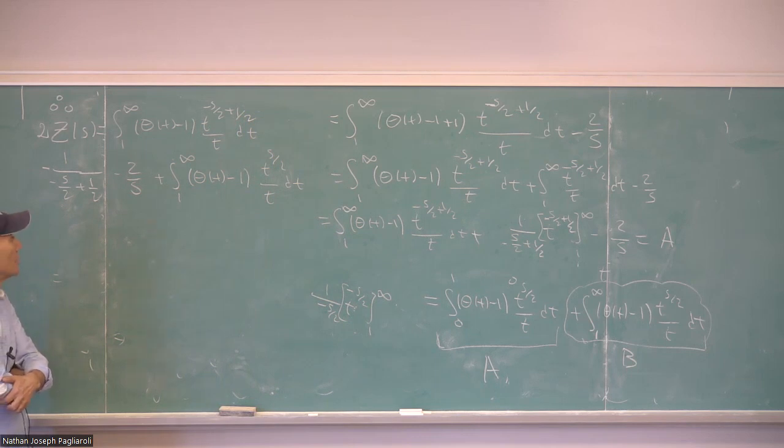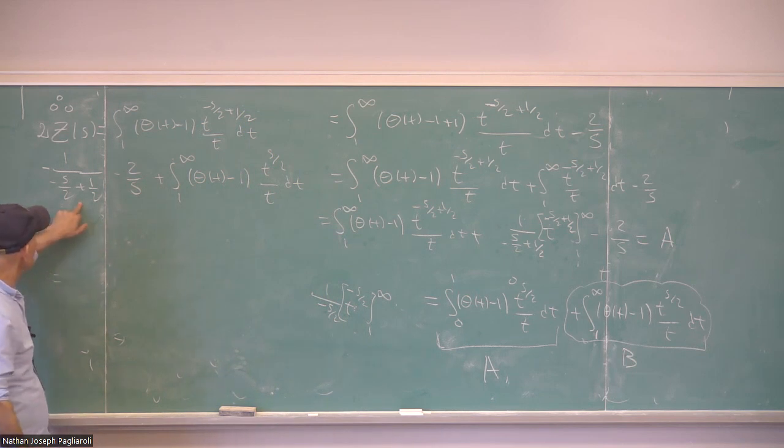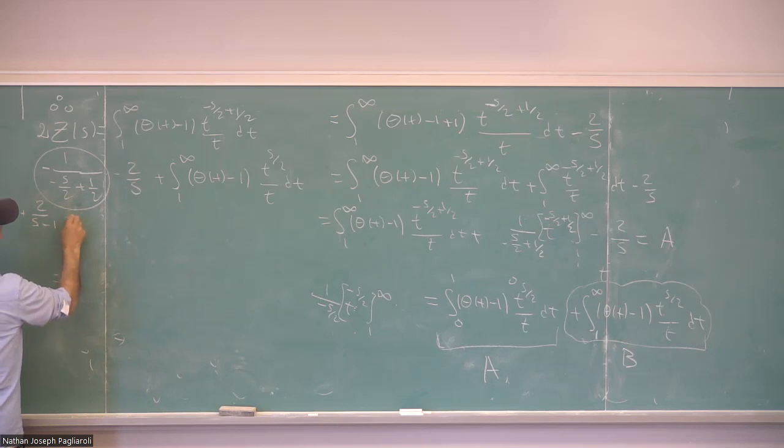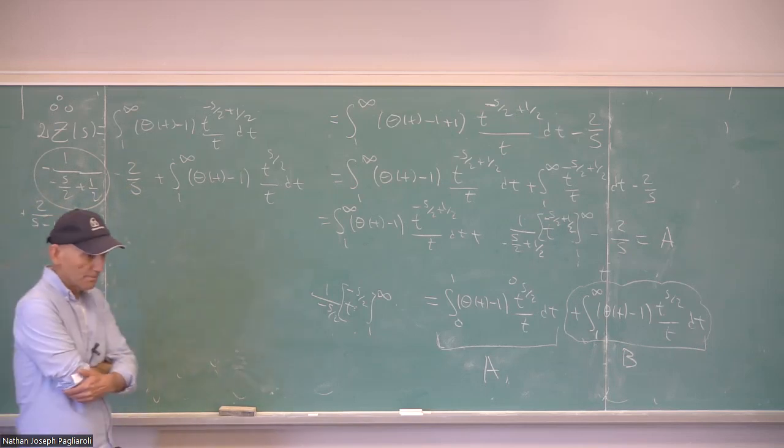Okay, now, as you said, this part is what? 2 over 1 minus s? This is 2 over s minus 1, even better. So this is 2 over s minus 1, negative or positive? Positive. Well, minus 2 over s. Okay.